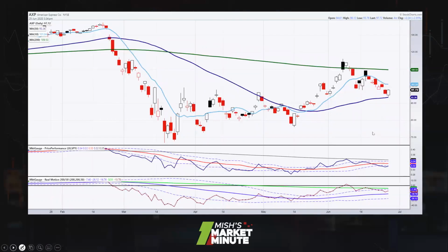Now this is American Express. You're going to see the difference here between American Express and Visa when we get to it. But it's that same thing I keep showing you. A low here, a higher low here, a higher low here. And if this turns out to be the low in June, a higher low here. And of course, no coincidence. Look where they're holding. They're holding above their 50-day moving averages.